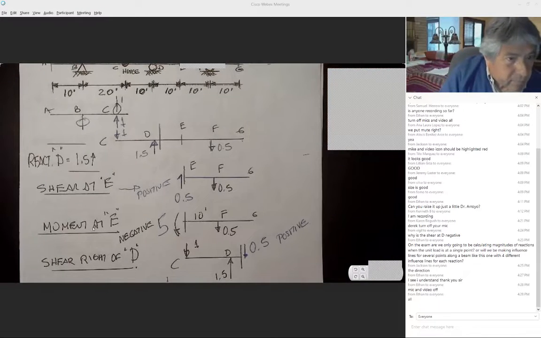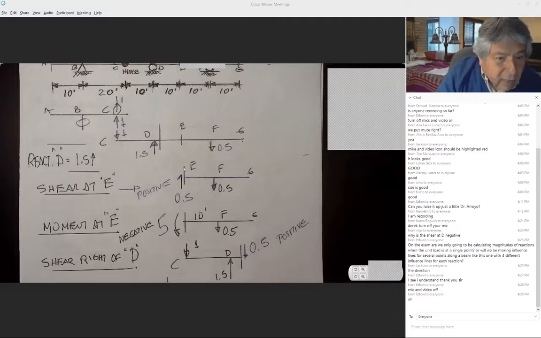The moment at E, when the unit load is at this location, what is the moment at E? So I'm taking the same free body and reusing it. You can see the 0.5, 0.5. And now it's obvious that 0.5 times 10 is going to produce a moment in this direction. We have to have an equal and opposite. So 0.5 times 10 is 5, equal and opposite.